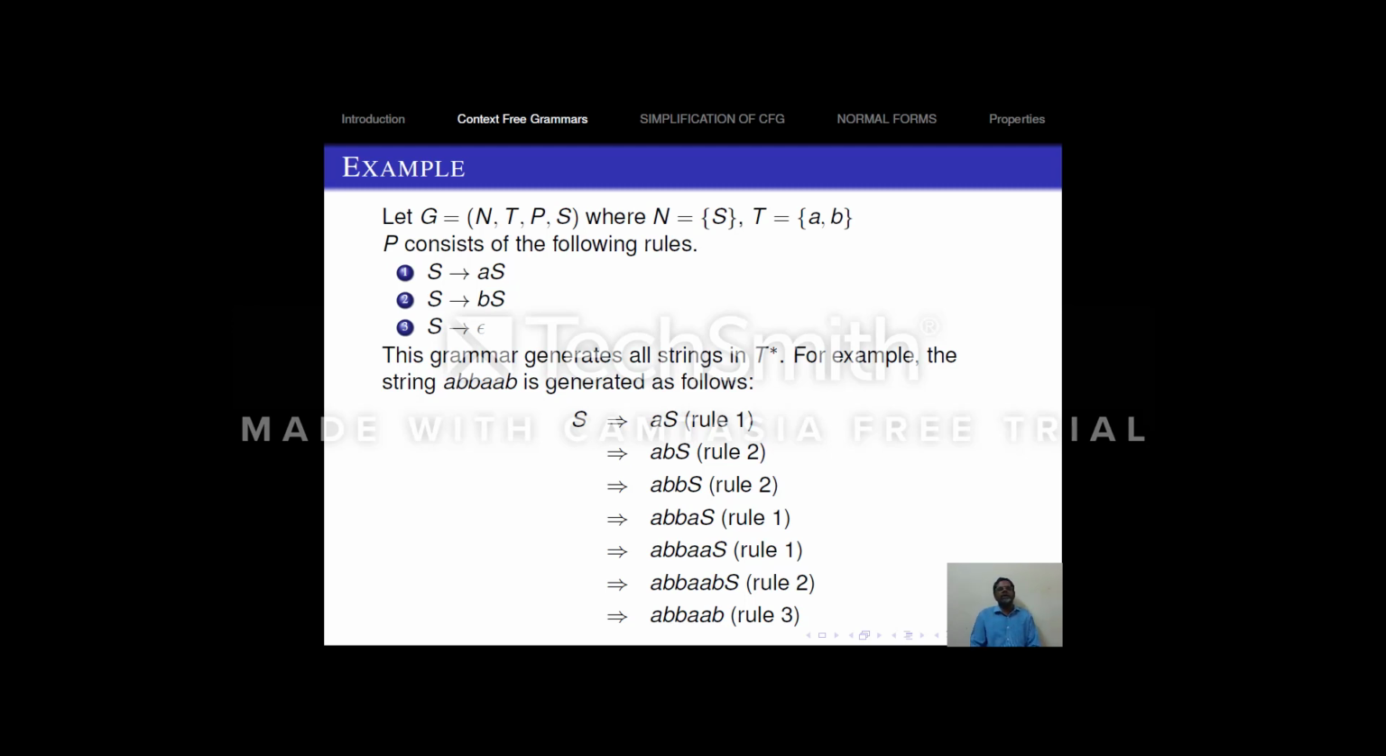Now, what is the language generated by these three rules, this grammar, where the non-terminal is S alone? Whenever the first rule is applied, A gets generated on the left. Whenever the second rule is applied, B will get generated. So as the first thing, by rule number 1, S derives AS, S derives ABS. Like that, when we make all these combinations, we'll be getting all words that can be formed with the symbols of A and B. So the language generated by this grammar is T star.